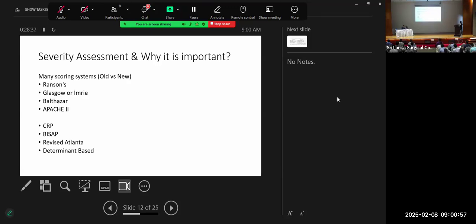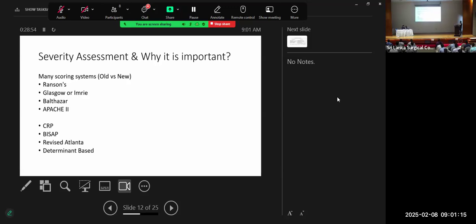Advantages are it's shown to be quite predictive for severe pancreatitis, right? I think if the score is more than 3, it predicts severe. The same for Glasgow. Glasgow is very similar. It uses serum albumin, which Ranson's doesn't have, but they are very similar.